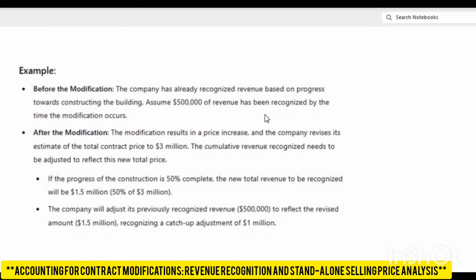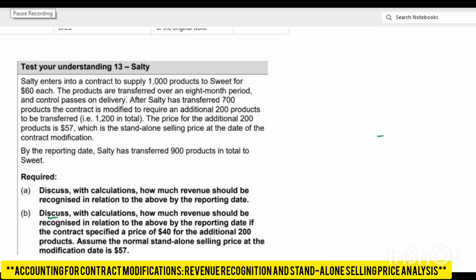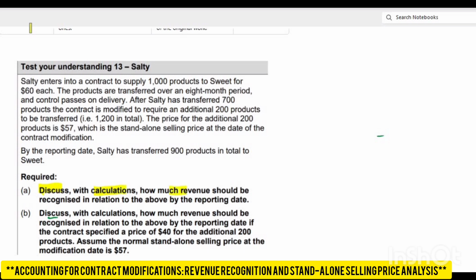Now here we have an example. Okay, so we have a question here that, one minute, discuss with a calculation how much revenue should be recognized in relation to the above at the reporting date, and the contract specified price is this one for the additional product. Assume that the normal standard selling price at modification is this one.